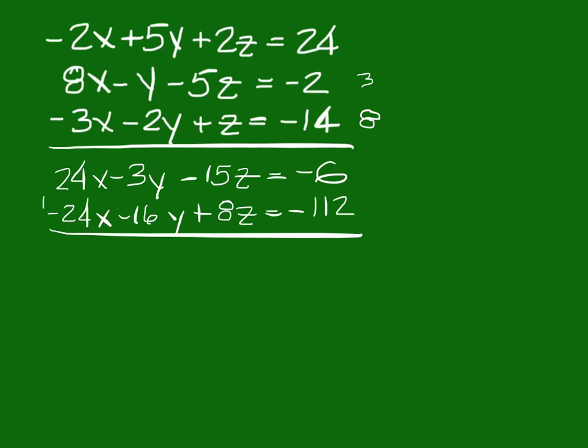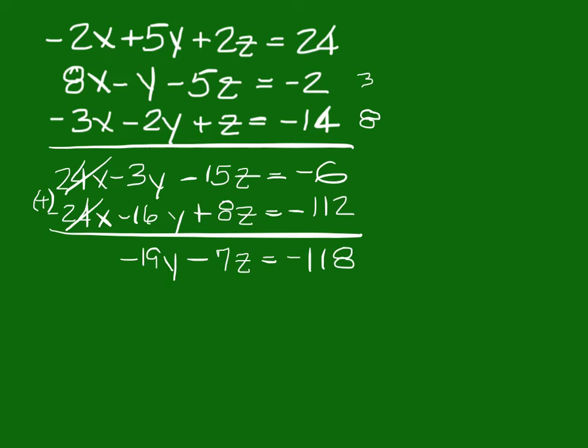And since we have opposite signs out on the left, you're going to have to add those together and cancel them out. So negative 3 plus negative 16 is a negative 19. And then negative 15 plus 8 would be a negative 7. Negative 6 plus a negative 112 is negative 118. So if you have that for your first generated equation, then you're on the right track.